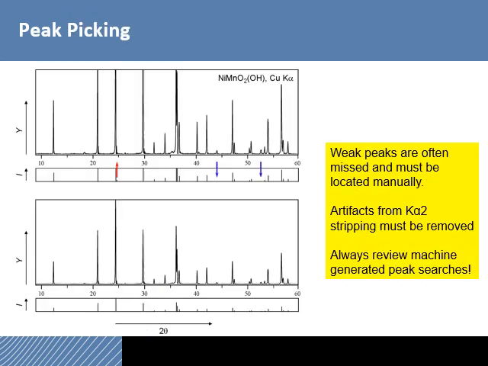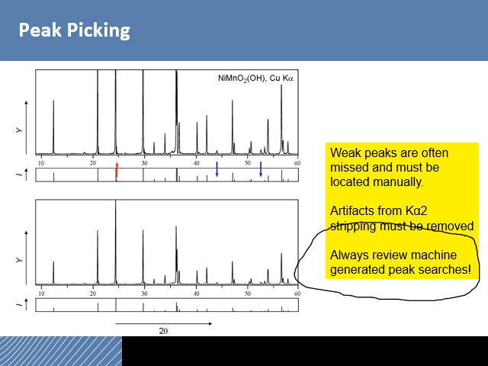For what it's worth, there's another slide. I usually use the peak picking algorithm built into the software, but then you have to go through it manually. Sometimes minor peaks are missed and you need to just put them in yourself, and then sometimes artifacts can show up as peaks that are not really peaks, and you'll have to go through and manually remove those. So always review machine generated peak searches. If you don't, you're asking for trouble.